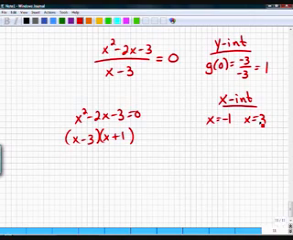There's a problem there. Can anybody tell me what the problem is? x cannot be positive 3. Look at your domain. x can't be 3, so mark it out. Your x-intercept is negative 1. Any questions?